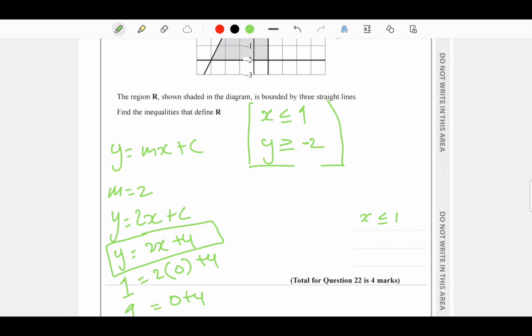x lesser than or equal to 1, y more than or equal to -2, and y lesser than or equal to 2x plus 4.